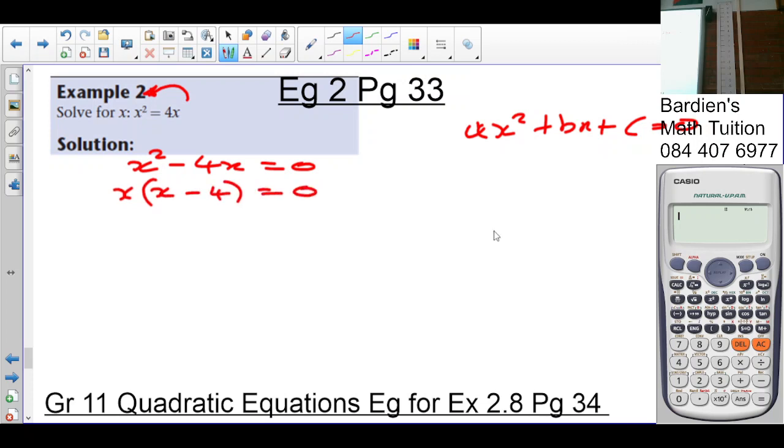Now we have two factors, so we're going to go into the factor theorem rule then, which is we set each factor equal to 0. So x is equal to 0, which is that one, or x minus 4 is equal to 0. So x is equal to?